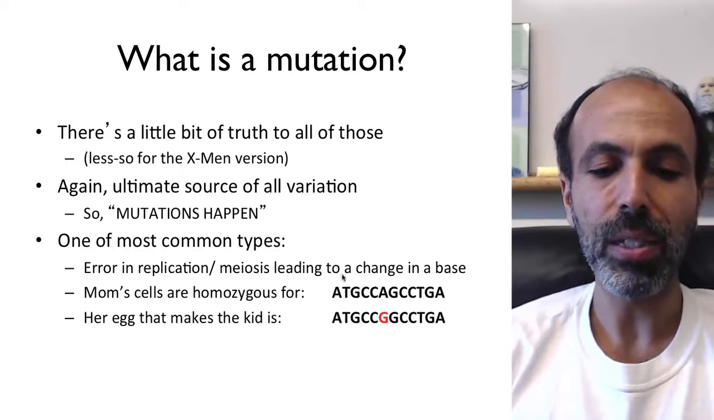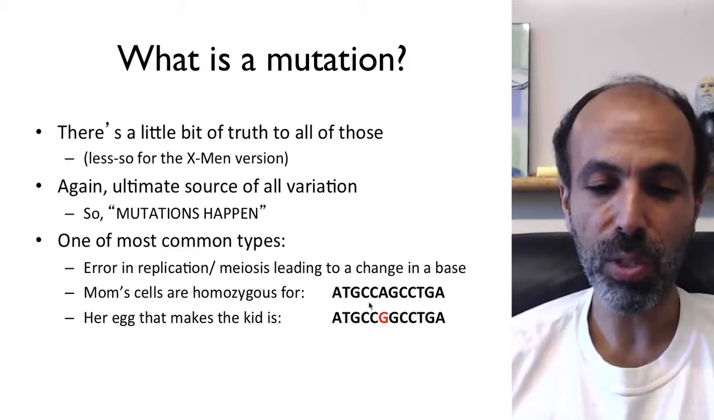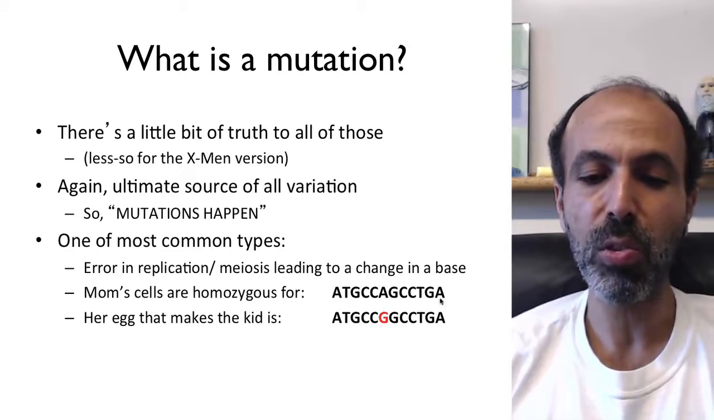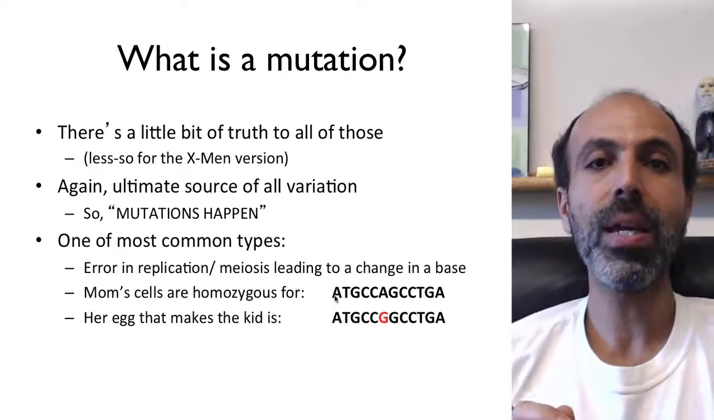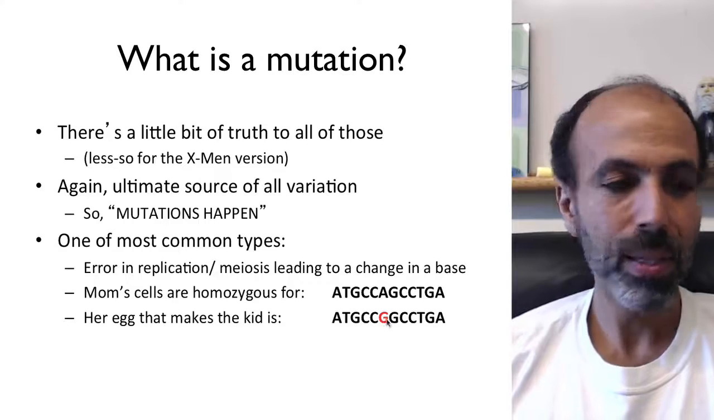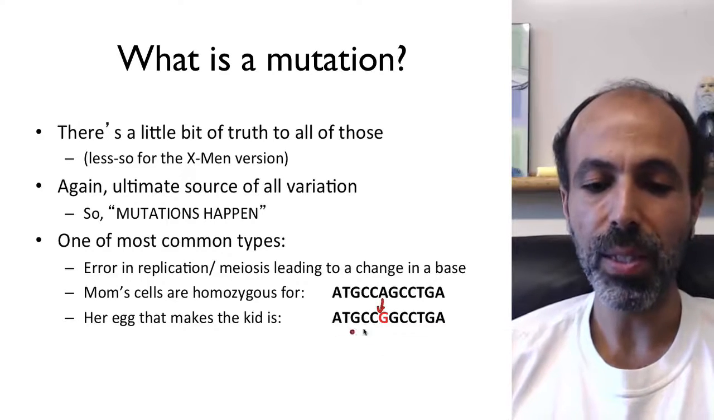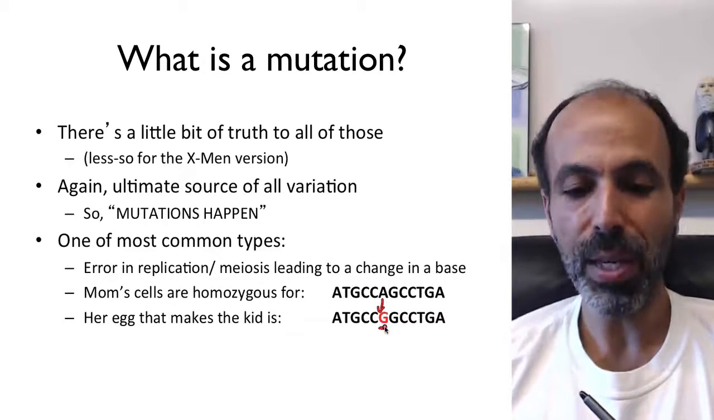Now, one of the most common types that we'll focus on for this is an error in replication or in meiosis that leads to a change in a base, or a nucleotide. So imagine you have this stretch of sequence in a mom, okay? And let's say the mom is homozygous for this, so she has 2 copies of this stretch of sequence that starts with ATG. Now let's say in one of her eggs that makes the kid, there was this base change, went from A to G, such that this is actually what's in the kid. The kid then has a mutation.